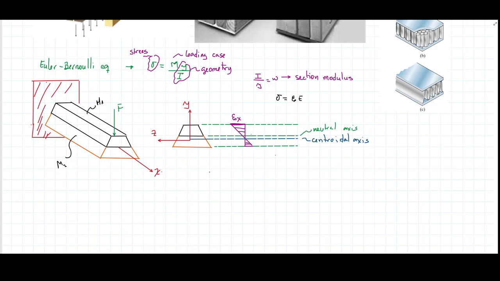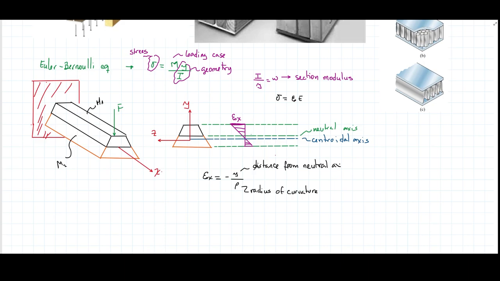Then we know that this variation of the strain across the cross section of that beam can be described in terms of the distance y from the neutral axis and the radius of curvature. This is the radius of curvature. Then this is the distance from the neutral axis. I got a question. I'm going to answer it in a few seconds. Let me finish writing this.